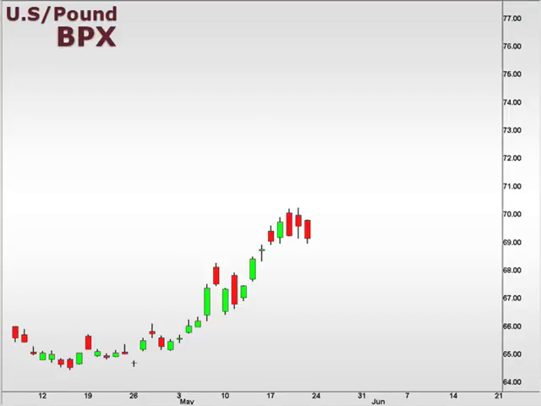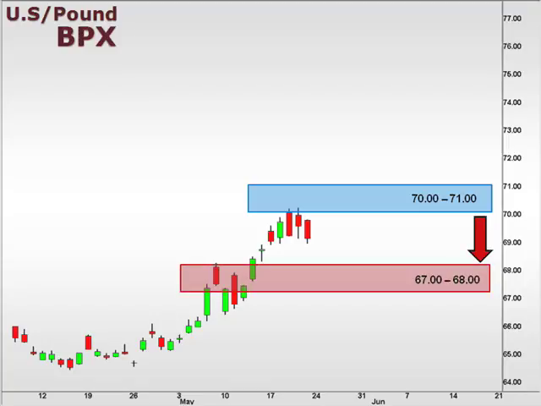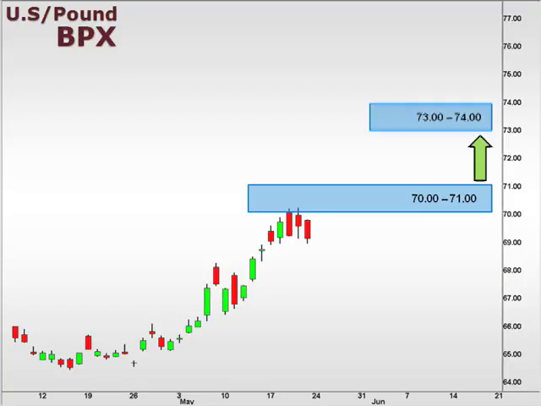Now, the BPX, the U.S. dollar versus the pound, hit our target at 70.71 and is now showing signs of resistance. There is a strong support level down at this 67.68 box. A break above 70 is likely to result in a test of 73.74.